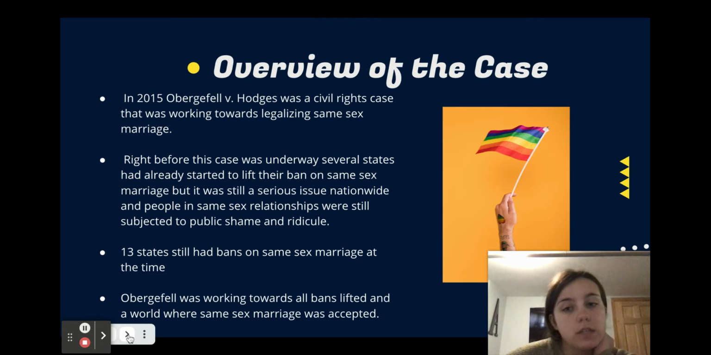In 2015, Obergefell v. Hodges was a civil rights case that was working towards legalizing same-sex marriage. Right before the case was underway, several states had already started to lift this ban, but it was still a serious issue nationwide, and people in same-sex relationships were still subjected to public shame and ridicule. There were 13 states where the bans on same-sex marriage were still in place, and Obergefell was working towards all bans being lifted in a world where same-sex marriage was accepted.